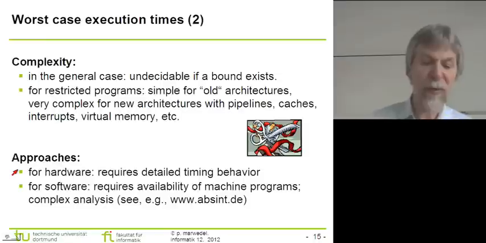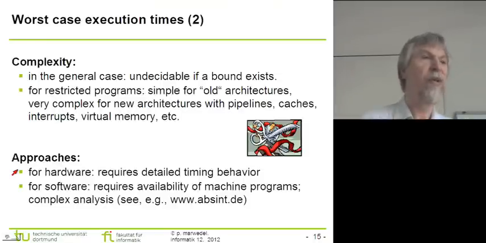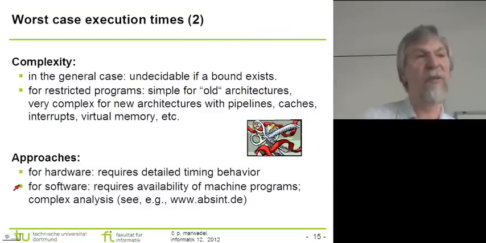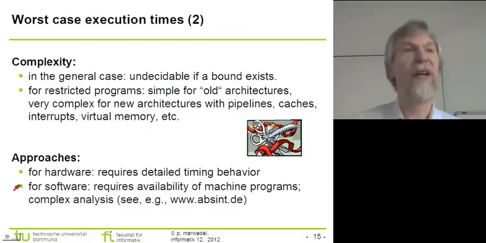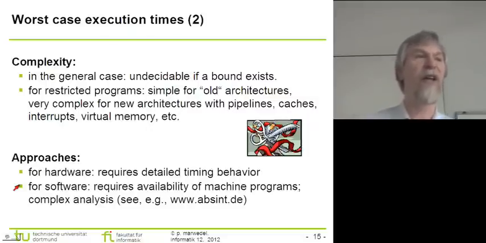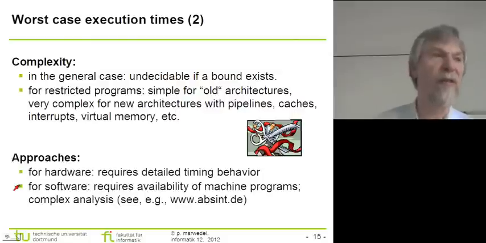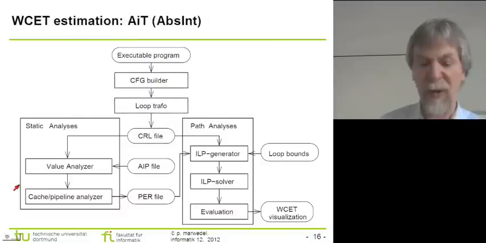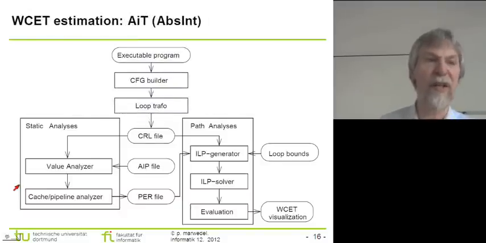If we would like to compute worst-case execution times, then we need very detailed information on both the hardware and the software. For the hardware, we require a detailed timing behavior. For the software, we require the availability of machine programs, because high-level programs don't really tell us how many cycles we need for the execution. So therefore, a detailed worst-case execution time analysis cannot be done unless we really have access to the binary machine programs. As an example, I'd like to indicate how we can perform this worst-case execution time estimation.